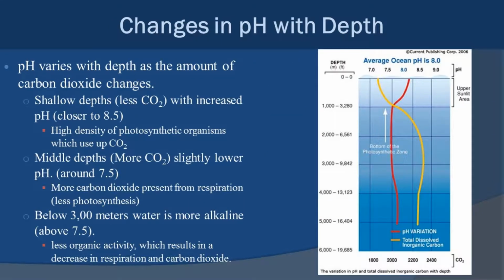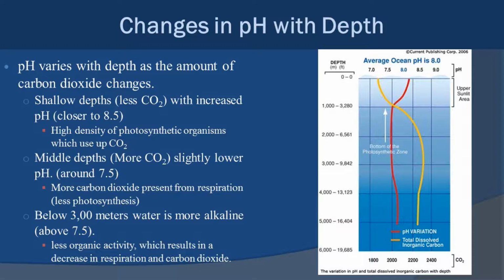Now, pH can change in a variety of ways in the ocean. We're just going to talk about this one first, and this is through depth. Now, pH varies with depth based on the availability of CO2. In the surface waters, where it's shallow and there's a lot of sunlight, you have a lot of photosynthesis. So even though you have a lot of animals going through cellular respiration and producing CO2, you also have a lot of photosynthesis taking it back up again. So that means your pH tends to be a little higher in the surface waters, closer to 8.5.